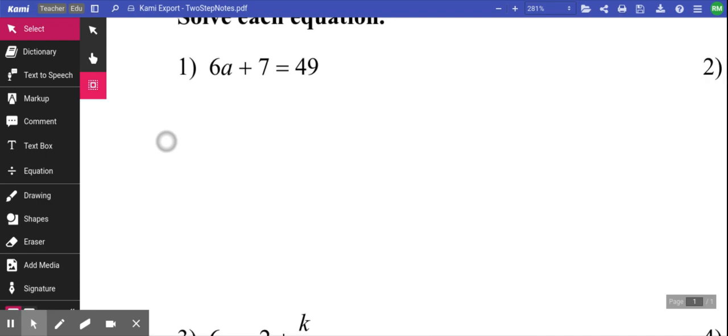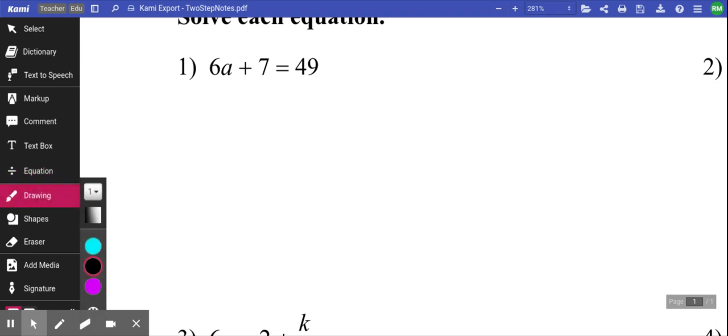Okay, so here is our first problem, two-step. Again, this is just review. I want everybody to go ahead and draw the line down the equal sign. We are not going to touch the variable yet. So the 6a we're going to leave alone.